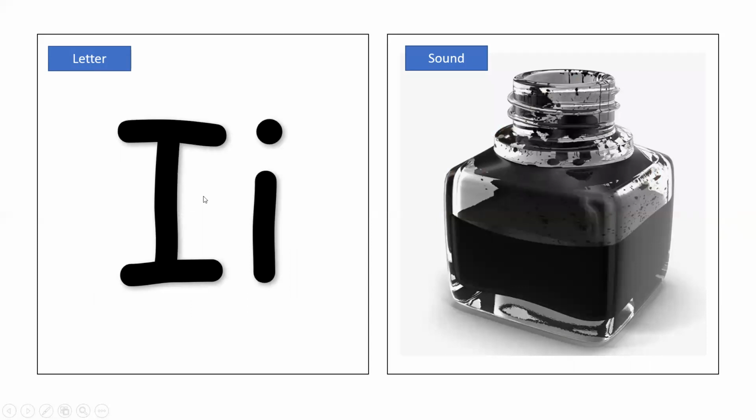Now the letter I. I comes from the alphabet. But when we are reading, we need to remember this picture. Ink pot. What's the starting sound? I. Ink pot. So what's the letter? I. What's its sound? I. So the letter I corresponds with the sound I. I think you've got the hang of it. Good work.